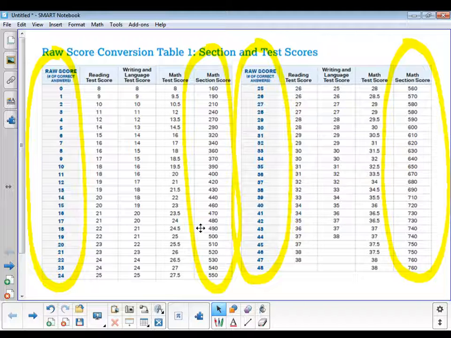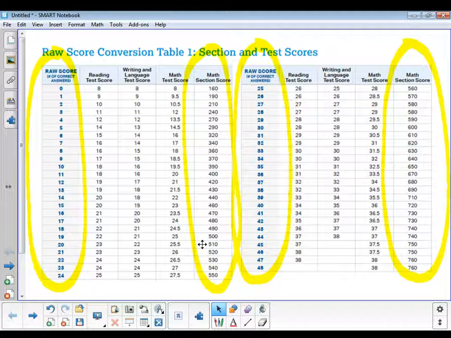Typically, the 510 level is around half of the questions correct, although depending on the difficulty of the test, you may need to get a little bit more or a little bit less in order to reach that 510 level. So this one is actually for less than half. That just goes to show that this was a slightly more difficult practice test because you did have to get less than that halfway threshold to reach 510.